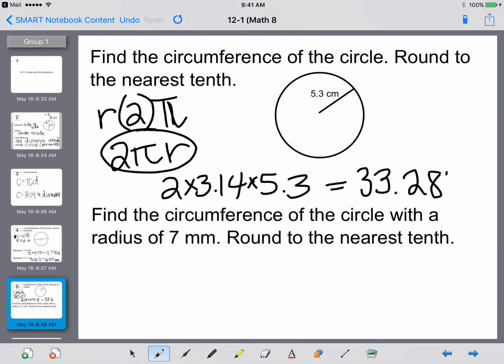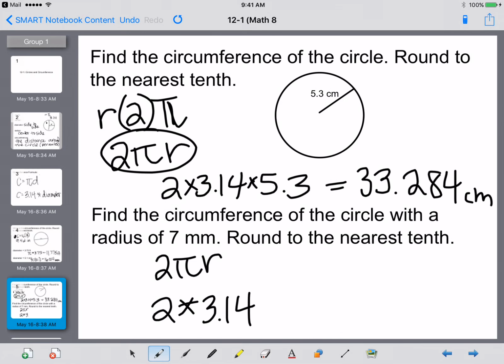33.284 centimeters. Here we have a radius of 7 millimeters. So we're going to use our 2 pi r, or 2 times 3.14, because that's what stands for pi, times the radius of 7. So you get 2 times 3.14 times 7, 43.96, and our label is millimeters.